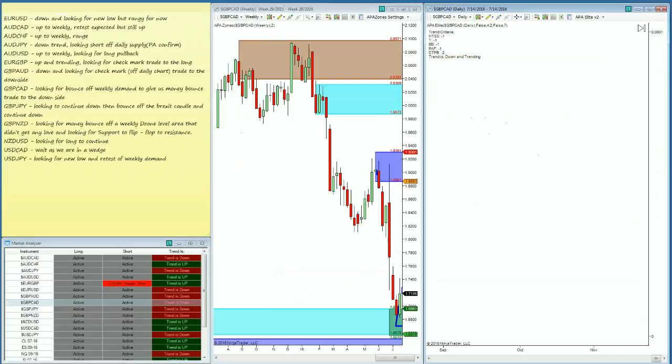All right, so as far as the notes go, I don't see any reason why to change these notes on this particular instrument here.